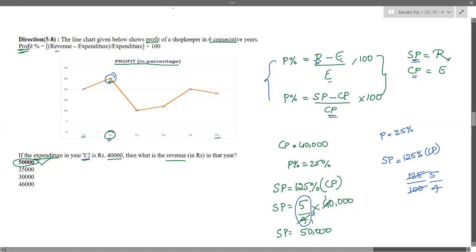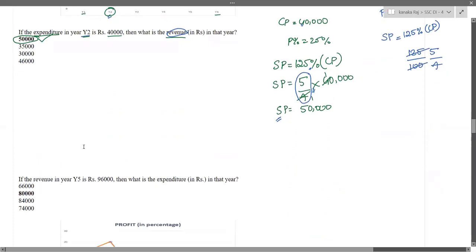So if you know this shortcut, you can be saving at least 10 to 15 seconds in each and every problem. So if I write it as 5 by 4 into what's my cost price here? Cost price here is 40,000. So if I take this as 40,000, what will be my selling price? Selling price will be equal to 50,000. So what do you mean by selling price? Selling price means it is equal to revenue. So they're asking us to find the revenue. So we have already got the revenue, that is 50,000. So 50,000 will be my final answer.